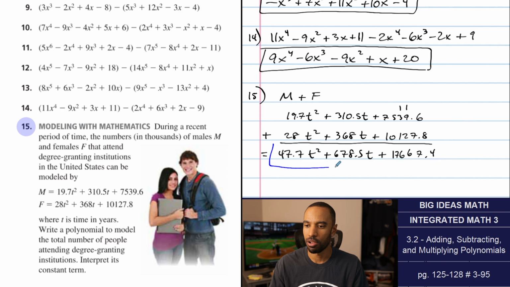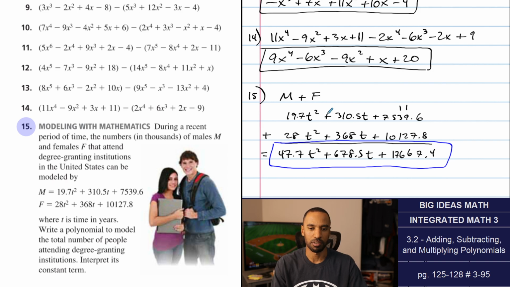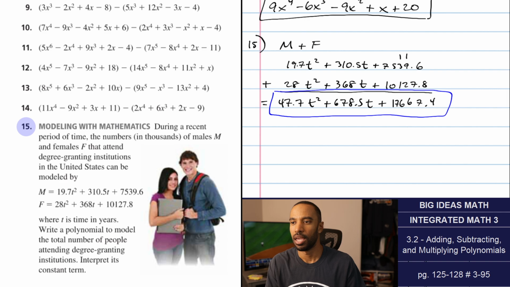model for all of the males and females for, what was the time period? Where's T? T is time in years. So during a recent period of time. So this is in thousands of males and females. So they said, interpret its constant term. Remember, this is in thousands.